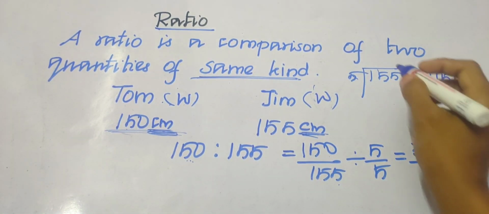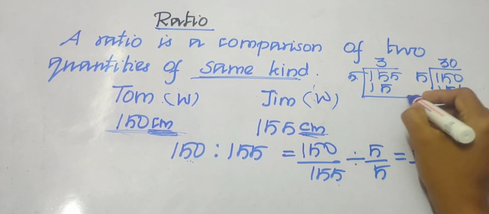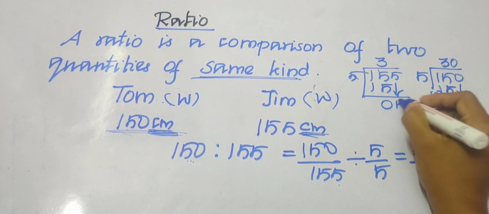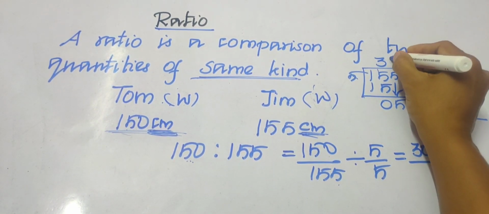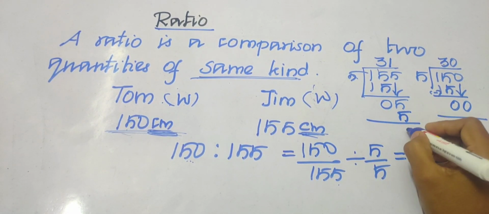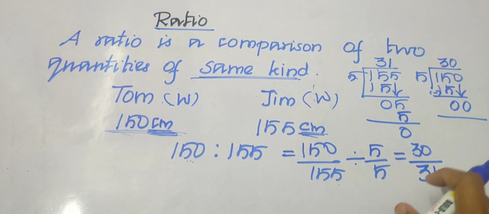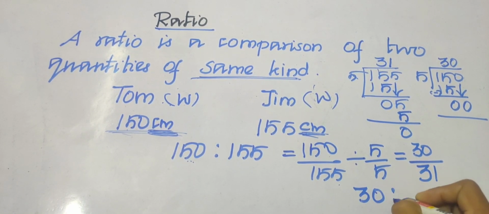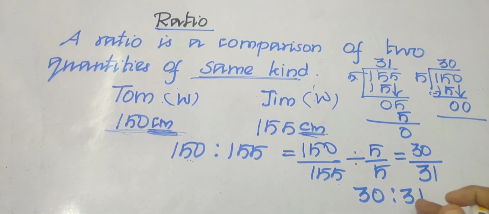Now say 3 5s are 15. So 15 minus 15, 0. Now bring down this 5. Now say the 5 table: 1 5 is 5. Put 1 in the quotient and 5 here. So 5 minus 5, what will you get? 0. So what is the answer? 31. How will you write this as a ratio? We can write it as 30 is to 31. This is called a ratio.